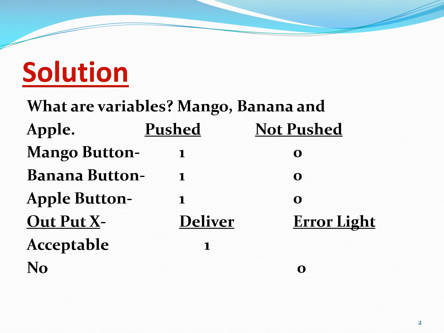What is the solution? In this case, the variables are mango, banana and apple. Mango button, when it is pushed or not pushed. Banana button, if it is pushed it is 1 and not pushed it is 0. Apple button, if it is pushed it is 1 and not pushed it is 0. Output X is, if it is acceptable, then the delivery is 1, and if it is not, then the error light has to be lit and it is 0.